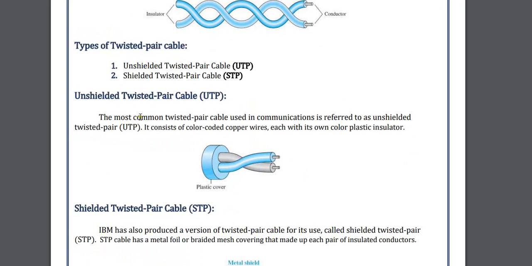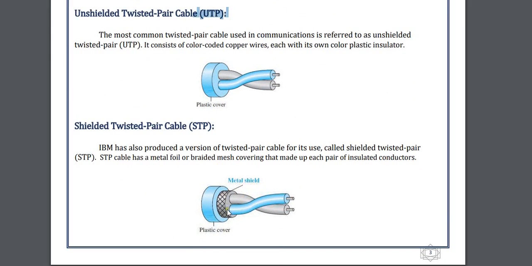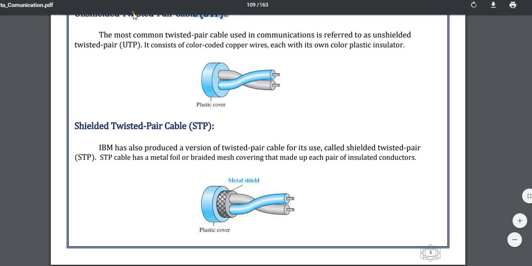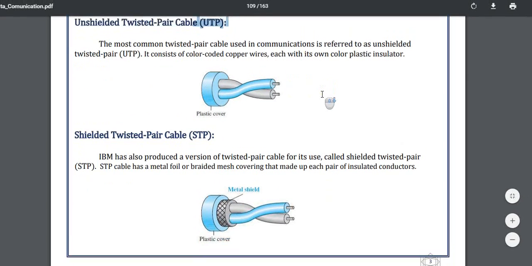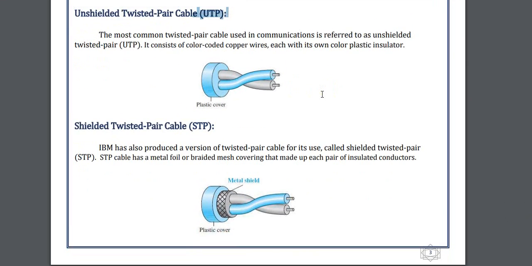UTP stands for unshielded twisted pair cable. In this section you can see that the cables are covered with just a plastic cover, which is known as the unshielded twisted pair cable, and the shielded twisted pair cable has a metallic shield inside the plastic cover. So this is the difference between unshielded and shielded twisted pair cable.